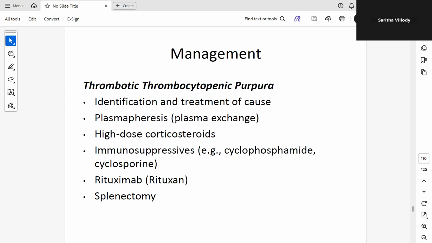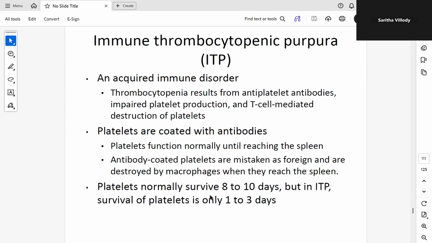without the antibodies. High-dose corticosteroids and immunosuppressive therapy are indicated in this. Rituximab, which is immune therapy. Splenectomy. Spleen is the organ which destroys the platelets. So splenectomy can increase the lifespan of the platelets. So these are the treatments. And when you look at the treatment, all three types almost have the same type of treatment.